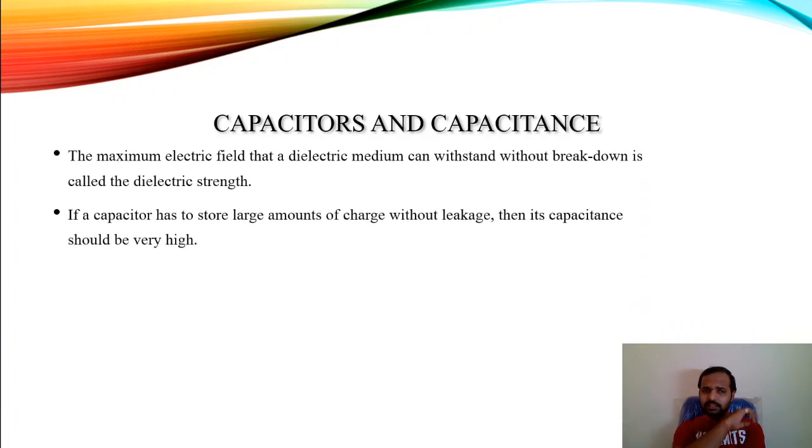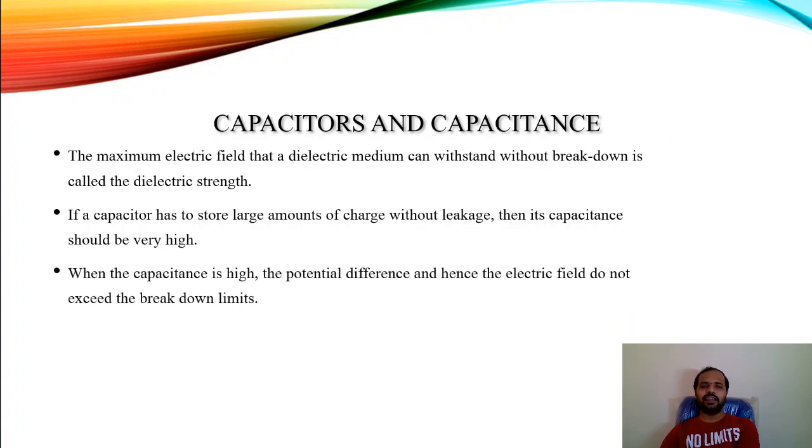Now coming to the next one, that is the continuation of the electric field. What happens at high electric fields? There is a certain maximum amount of electric field that a dielectric medium can withstand. That is, the electric field between the two plates of the capacitor is going to be altered due to the presence or absence of the dielectric medium. When there is a dielectric medium, it also undergoes some amount of polarization, as we already discussed in the dielectrics and polarization concept in the last video.